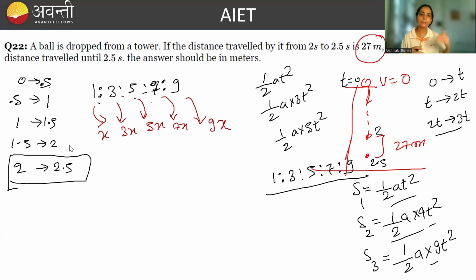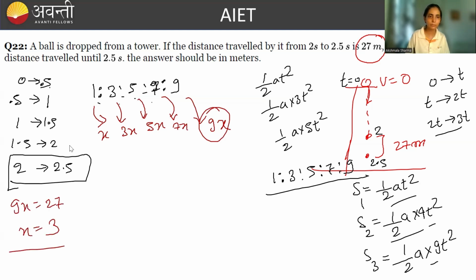You can see here that the interval is only 0.5 second, but as time increases, the distance covered in each interval also increases. Why? Because as it comes down, its speed will increase. That is why. So 9x is given as 27. X is how much? 3.